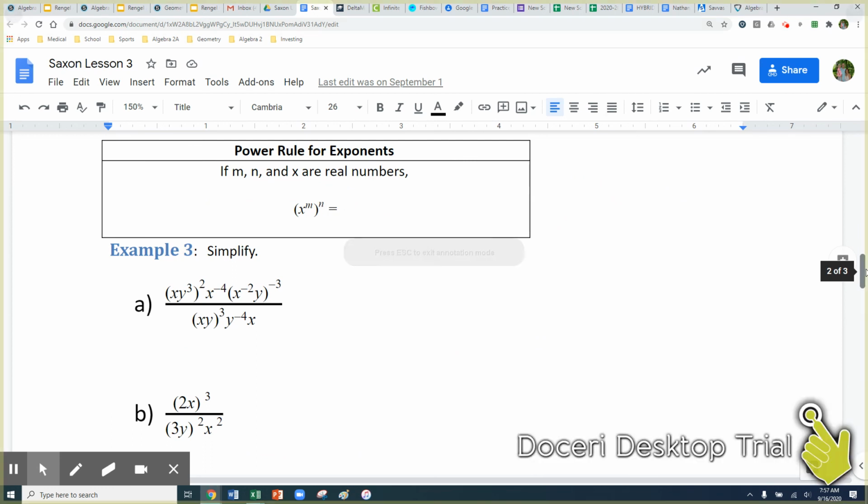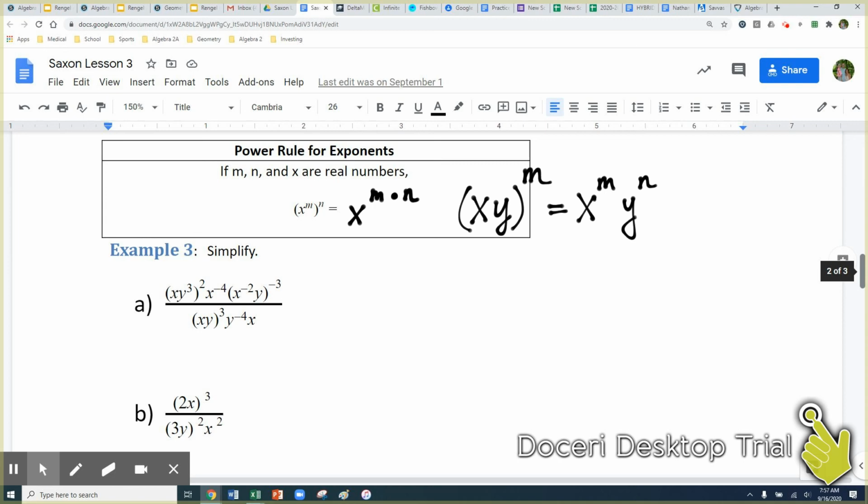So the last situation we could see is when you have power to a power, you are going to multiply your two exponents. So power to a power, you are going to multiply. And if maybe you had two variables raised to a power, both of those variables would get that power, x to the m, y to the n. So there would be our power rule.